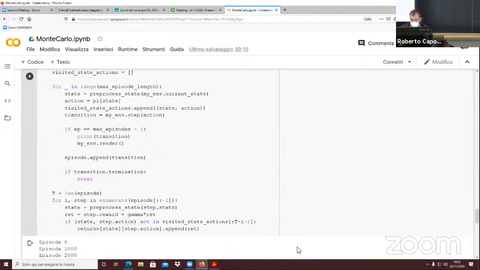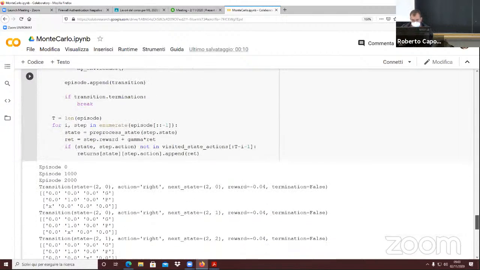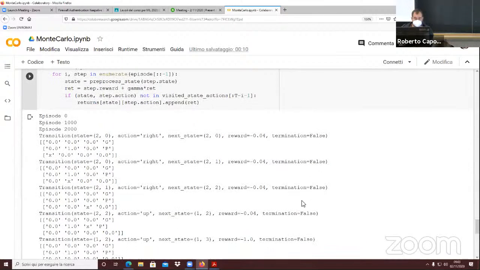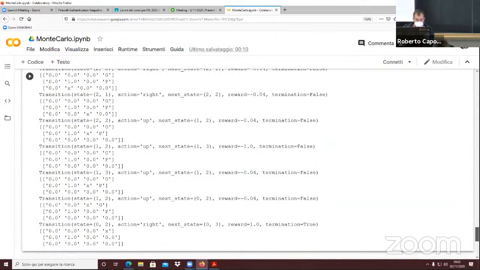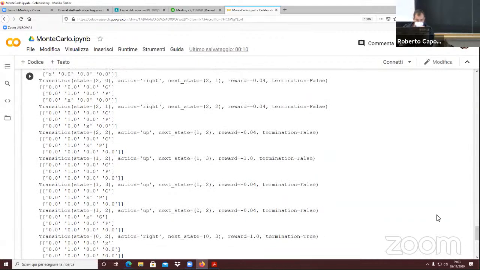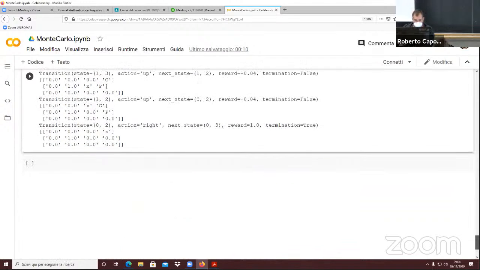So very easy. If you look at the execution here, I'm doing a bunch of episodes. So episode 0, episode 1000, episode 2000. And you see that by the end of this learning process, the agent has been able to reach the goal state. So it started here, it moved right, moved up, it moved up, but this didn't have the effect that we expected. So it moved up again, and moved right, and it reached the goal.